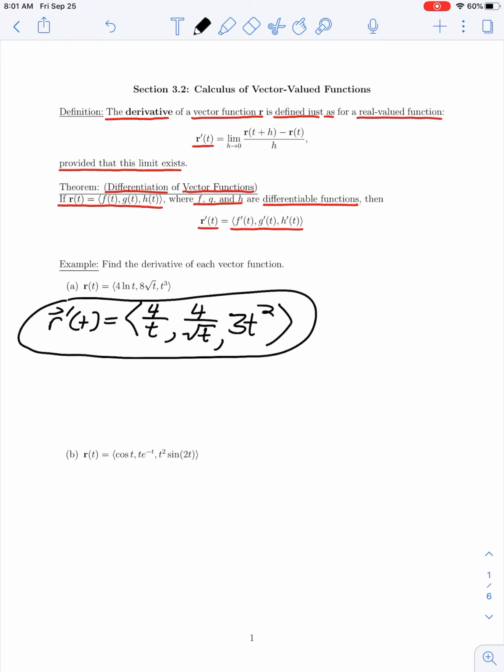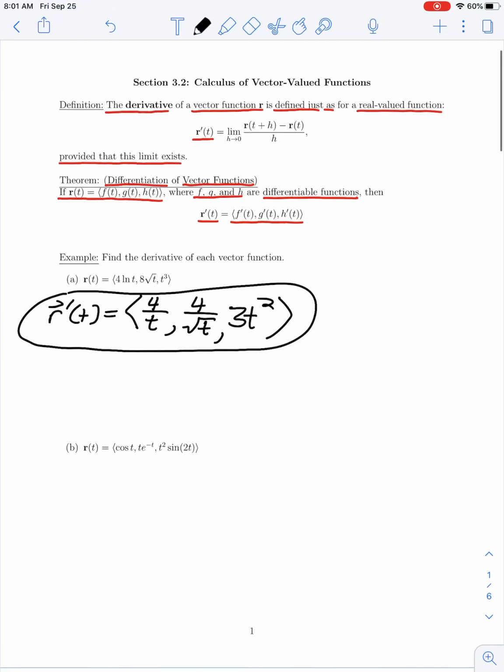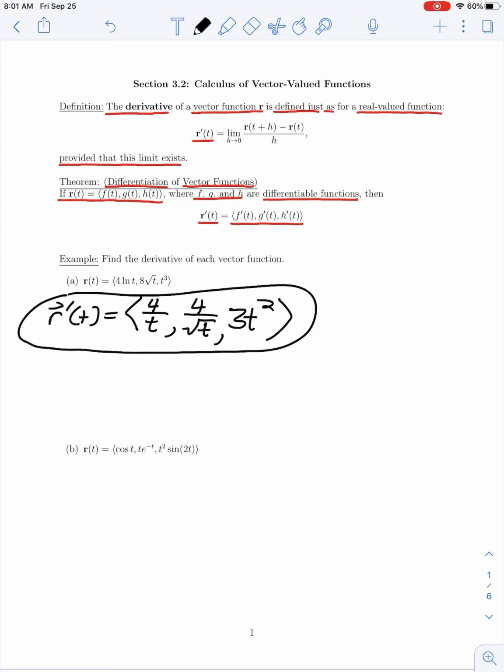So let's look at another one, part B, maybe a little more complicated. So part B, we have r of t, which has component functions cosine t, t times e to the negative t, and t squared times sine of 2t. So here, our derivative for this vector function, r prime of t, is found by differentiating the component functions. So for the first component, cosine t, we have a derivative of negative sine t.